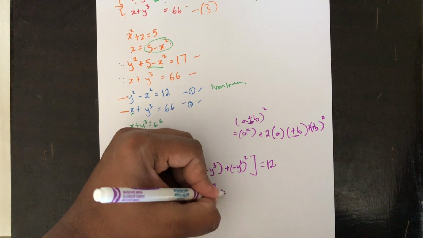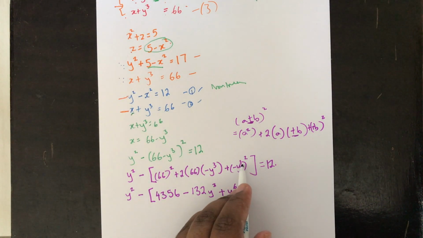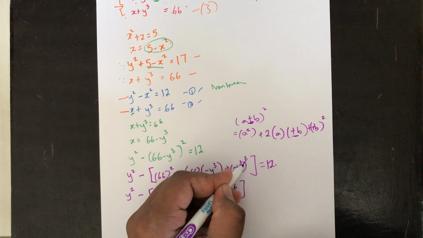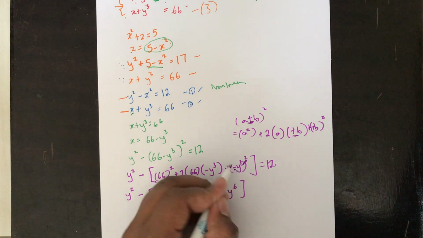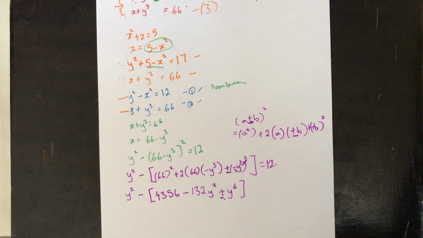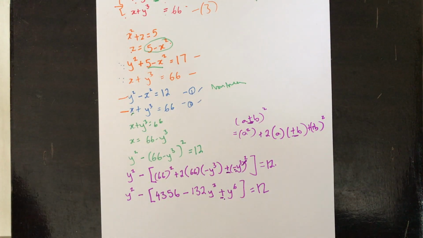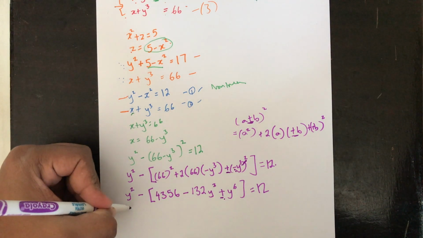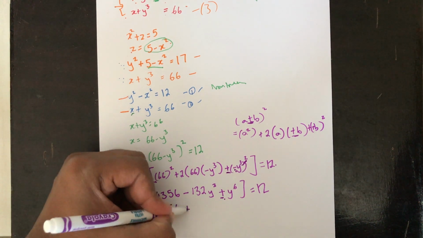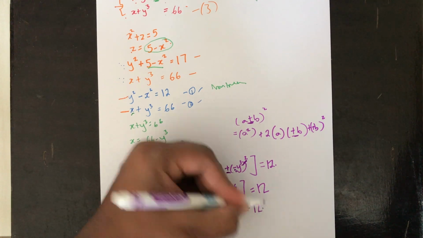So it's going to be plus y. 3 times 2 is 6. Remember that if you have a power raised to another power, you multiply the powers out. So you have 3 times 2, and this is minus, so minus times minus gives you plus, and plus is already outside, so it's just going to stay plus the whole time. So I have this thing is equal to 12. Looks messy, but let's continue. So I have y squared minus 4356 plus 132y cubed minus y to the power 6 is equal to 12.